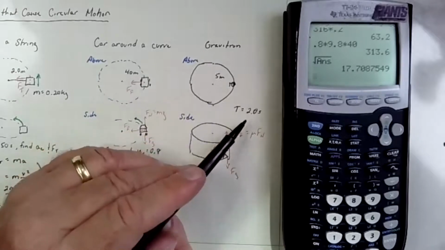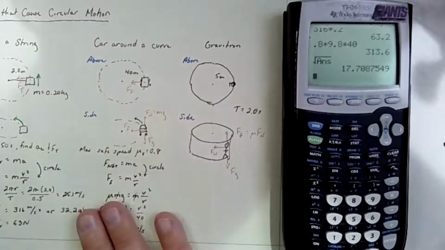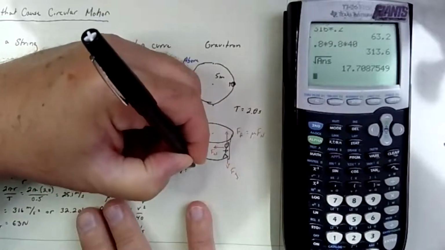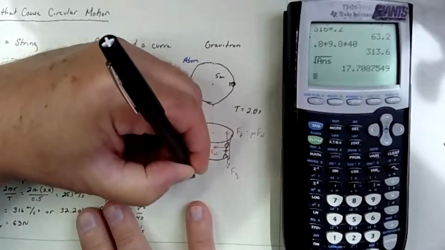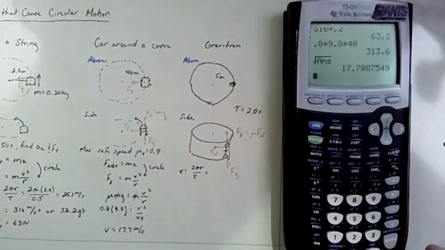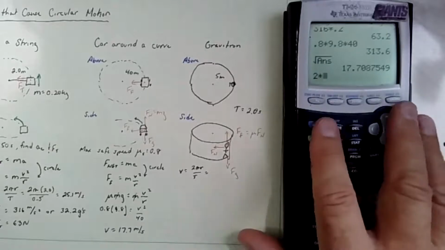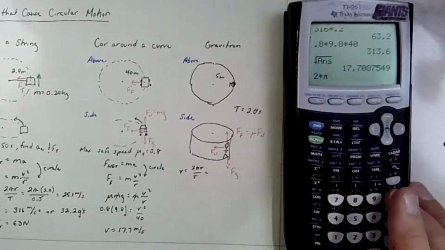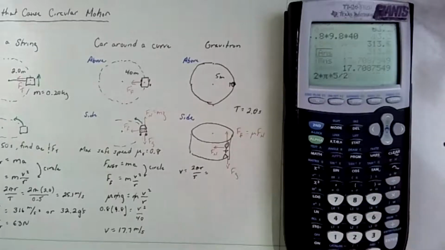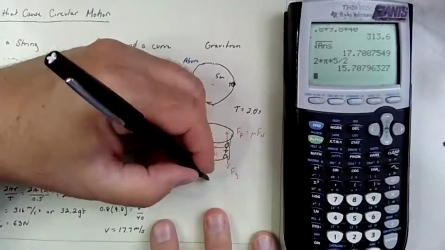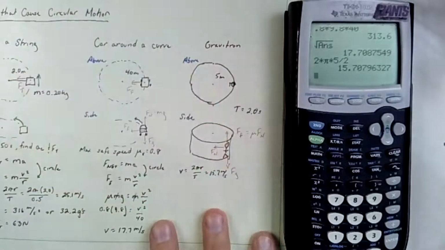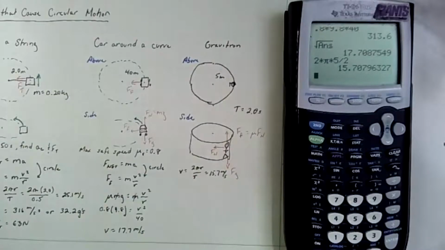Again, we have the period 2 seconds, and we have the distance. So we can just go ahead and put that in there. So v is equal to 2 pi r over t. And so 2 times pi times the radius I had, which is 5 meters, divided by 2 seconds. Okay, so 15.7 meters per second. Great.